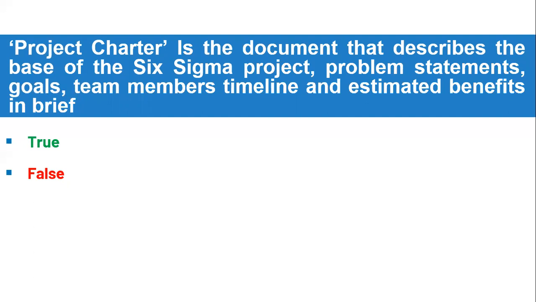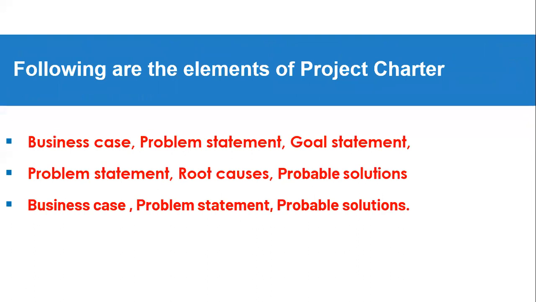Let's go to the next question. Following are the elements of the project charter. Option 1, business case, problem statement, goal statement. Option 2, problem statement, root causes, probable solutions. Option 3, business statement, problem statement, probable solutions. So what are the elements of the project charter, which we have just gone through? The answer is business case, problem statement, and goal statement. Let's go to the next question.